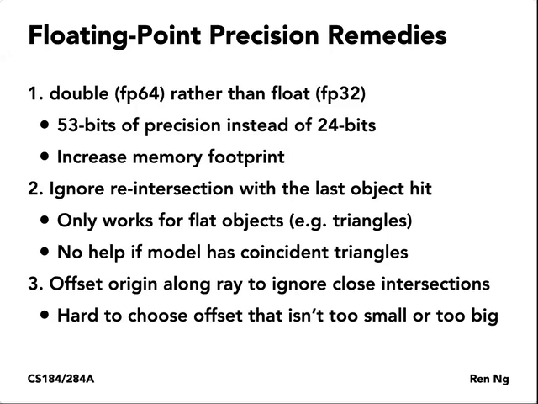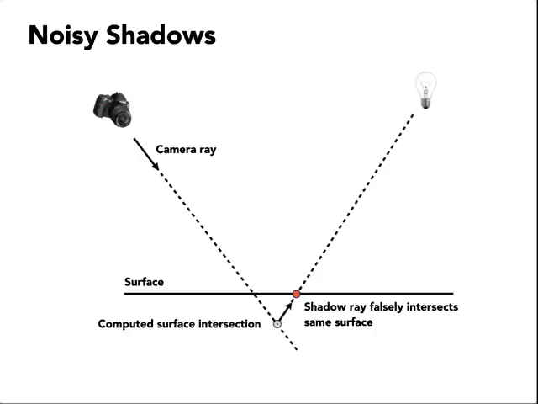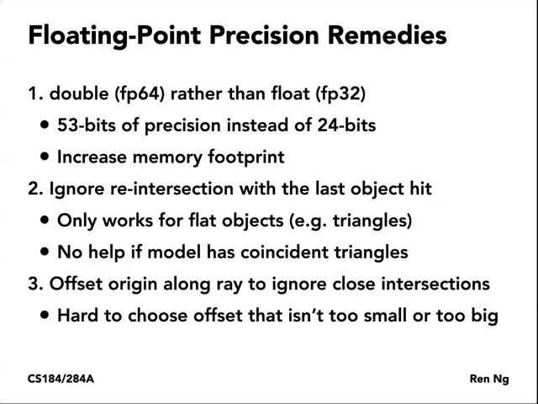Another approach that's pretty common is to try to offset the origin along the ray to ignore close intersections. So for example, here, if you follow this picture, we could say, well, before tracing towards the light source, I can just try to offset it a bit in the positive direction to try to get clear of any things that might be within my numerical imprecision window. Not a bad idea, but it turns out it's hard to choose that offset without making it too small or too big and creating other visual artifacts.